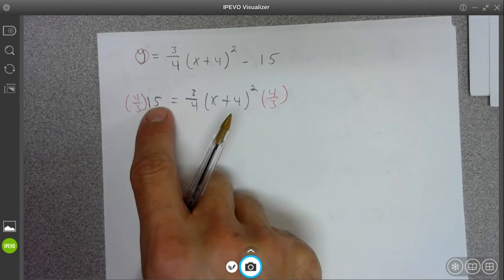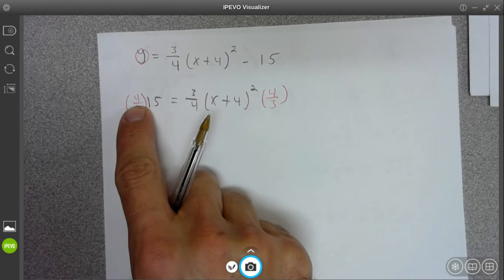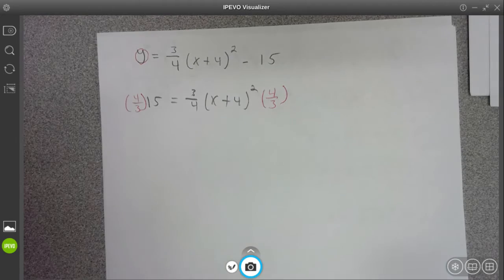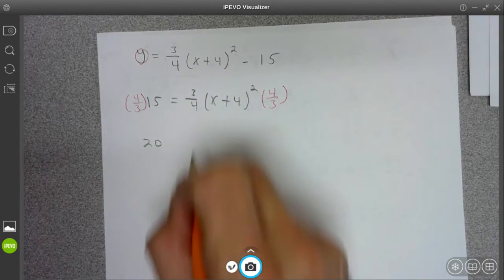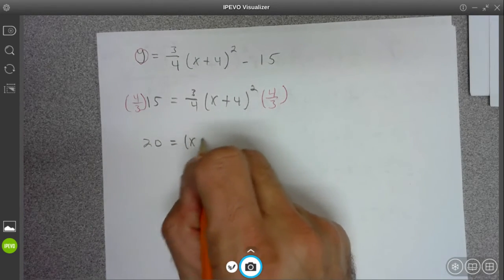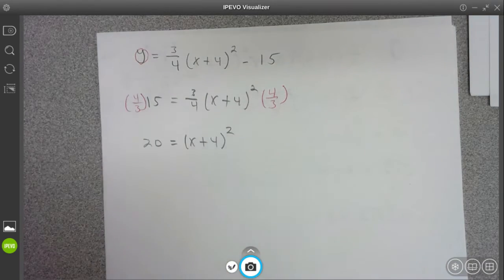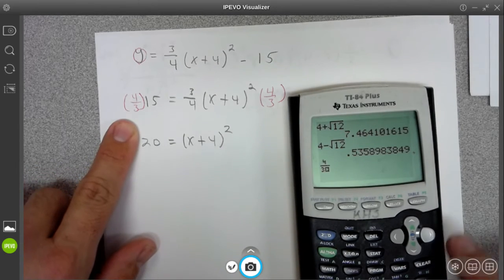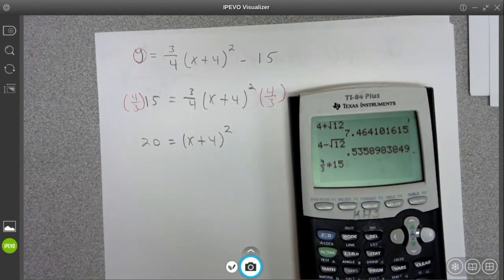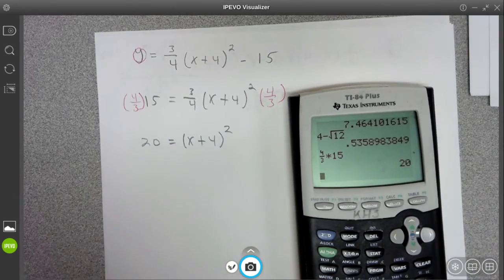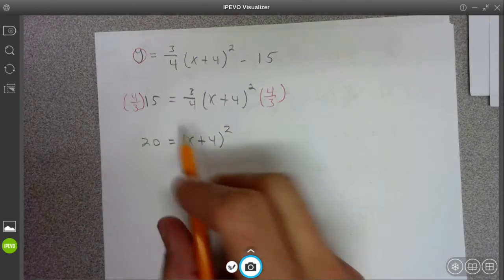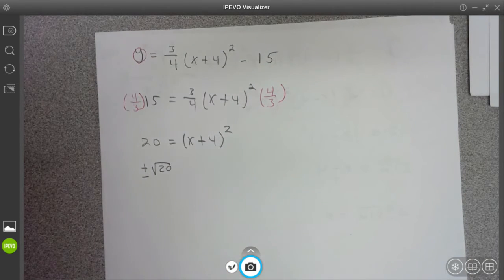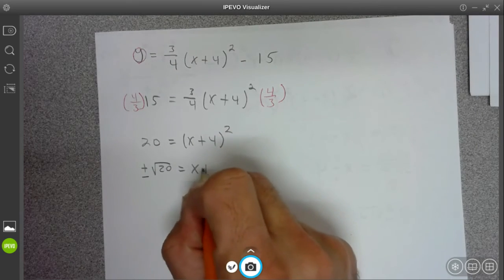I'm going to do 15 times 4. That's equal to 60. And then 60 divided by 3 is equal to 20. That's going to give us x plus 4 squared. Again, if you wanted to, you could just do 4/3 times 15 like that. And that'll give you 20 right there. Square root both sides. We're going to get plus or minus square root of 20 is equal to x plus 4.